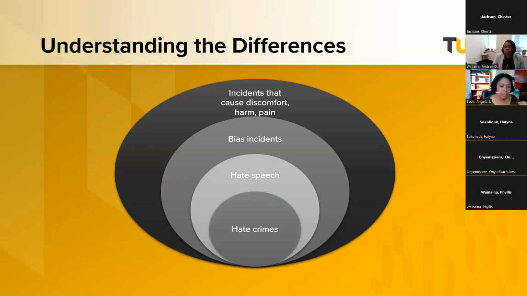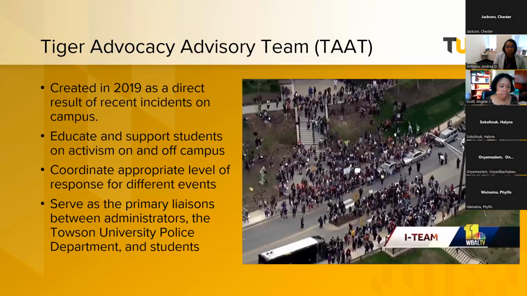So this is just a graph to show you the different levels of hate bias, hate speech, and just incidents that make someone feel uncomfortable. So we have here at TU what is called the TAT team, which I'm a part of as well. It was created in 2019. And this photo is basically the students on campus that came together to protest.